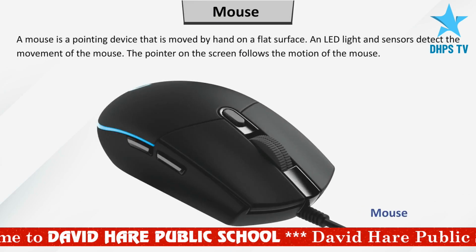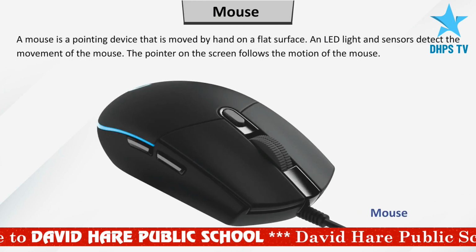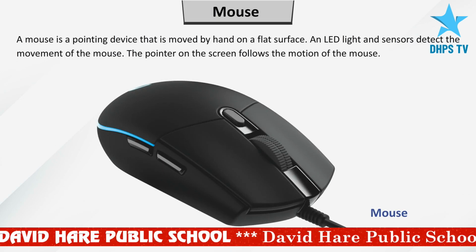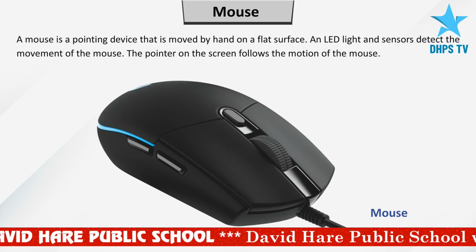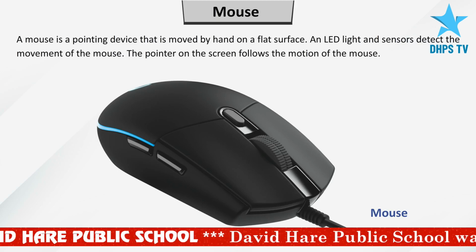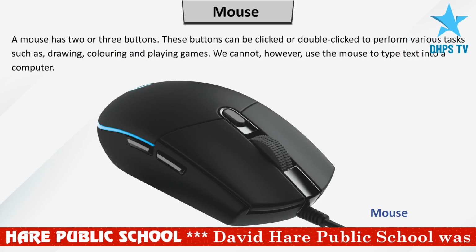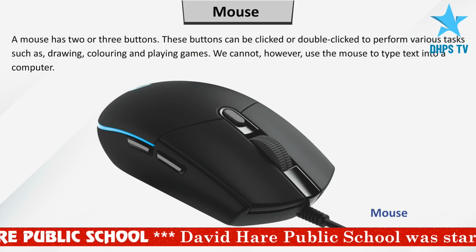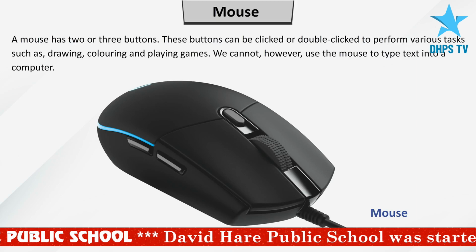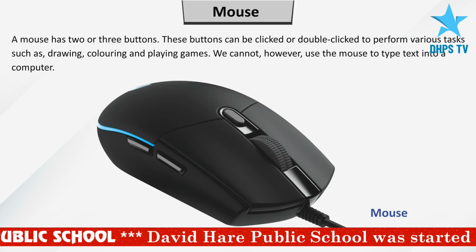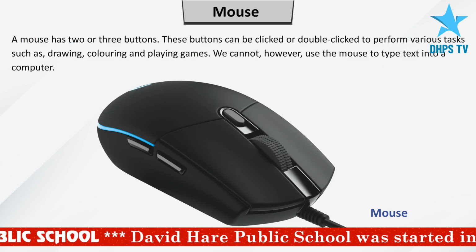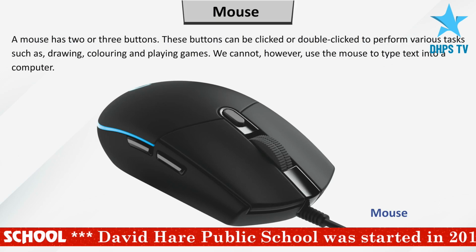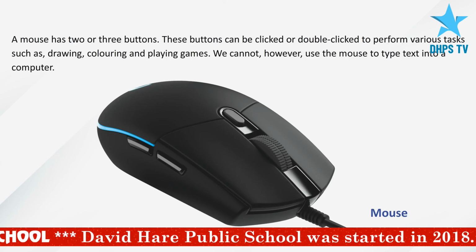Mouse. A mouse is a pointing device that is moved by hand on a flat surface. An LED light and sensors detect the movement of the mouse. The pointer on the screen follows the motion of the mouse. A mouse has 2 or 3 buttons. These buttons can be clicked or double-clicked to perform various tasks such as drawing, coloring, and playing games. We cannot, however, use the mouse to type text into a computer.